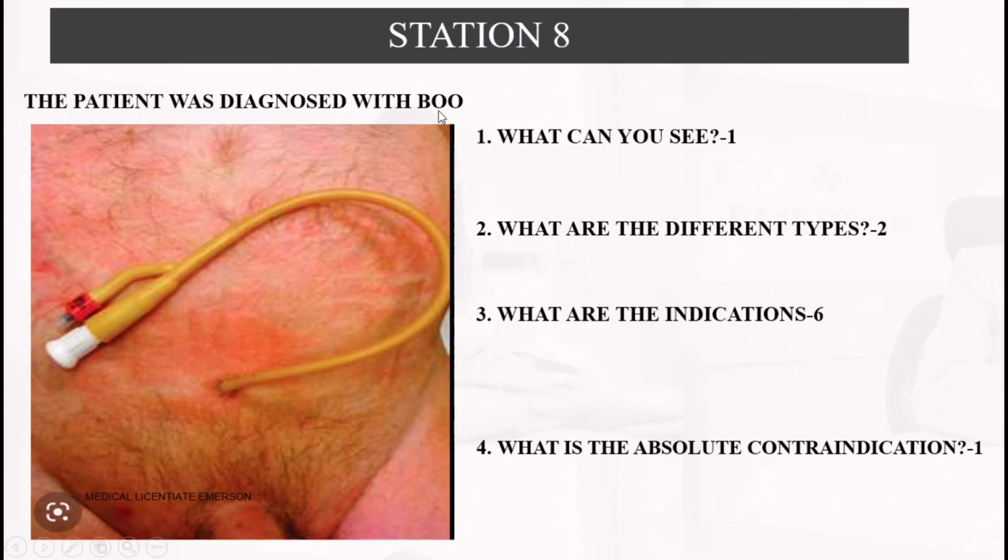So this patient was diagnosed with BOO, so it's bladder outlet obstruction. Question 1, what can you see? What are the different types? What are the indications? What is the absolute contraindication? So what can you see here?